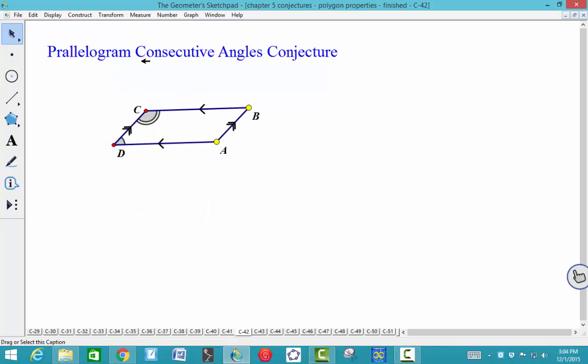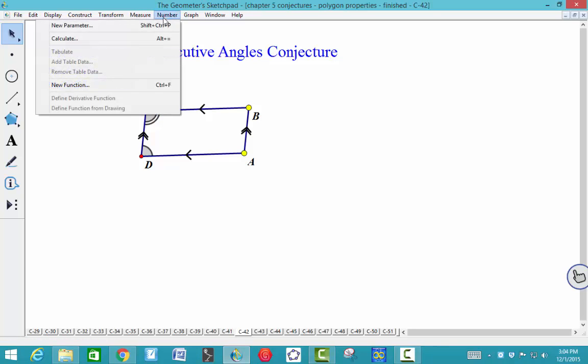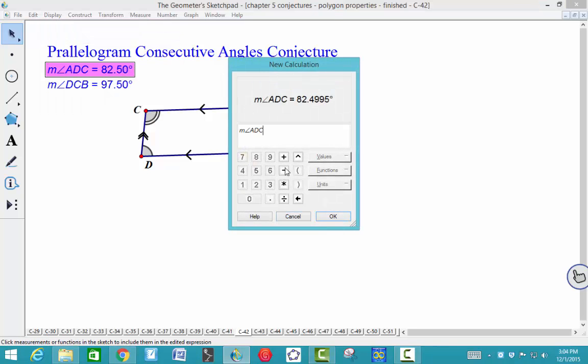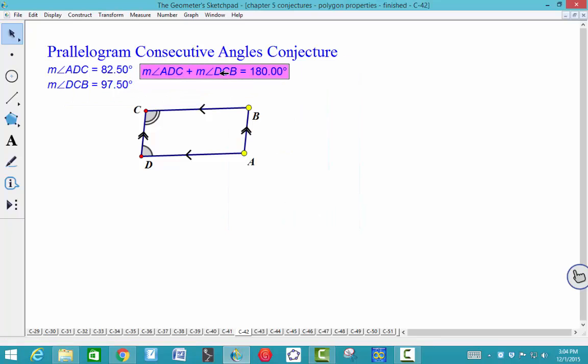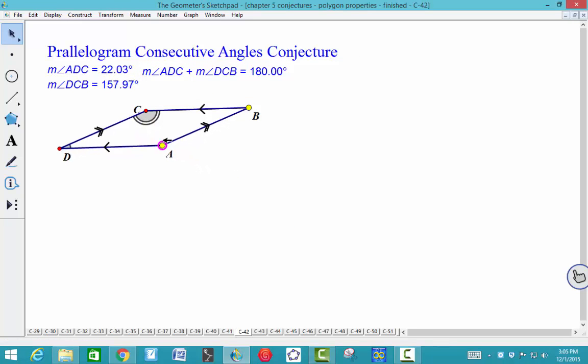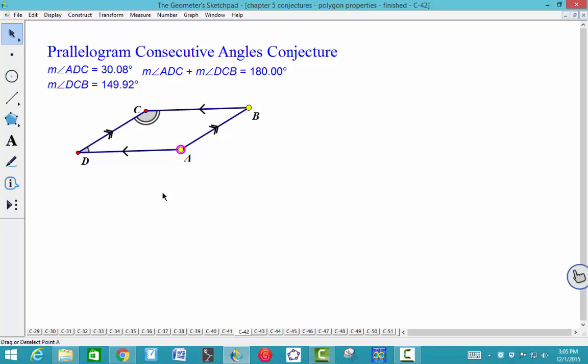Conjecture 42, the parallelogram consecutive angles conjecture. What this one states is that the consecutive angles of a parallelogram add up to 180. These are supplementary angles. So we're going to measure those angles, and then we're going to go to number calculate, and I'm going to add those values together. And you can see from that, no matter how this moves around, the measure of those two angles will always add up to 180.